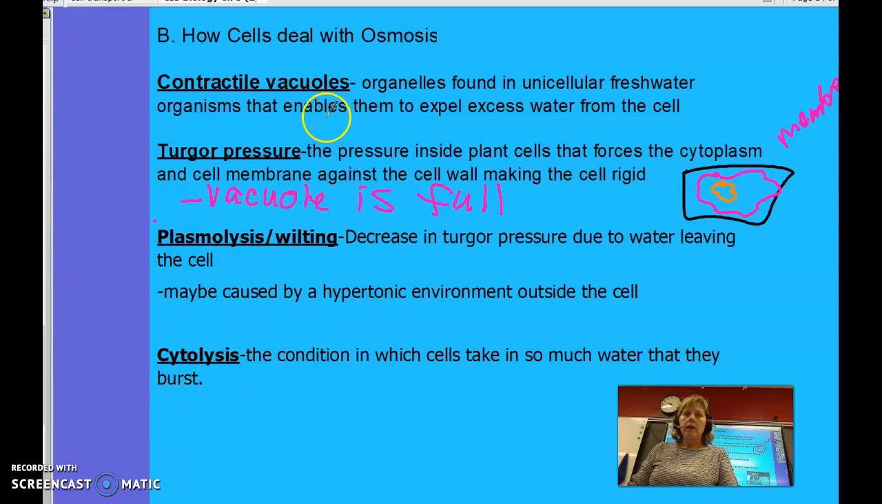The opposite of wilting and reduced turgor pressure is that cells can actually take in so much water, if they're in a super watery environment, that they continue to inflate until the cell actually bursts. That is called cytolysis.